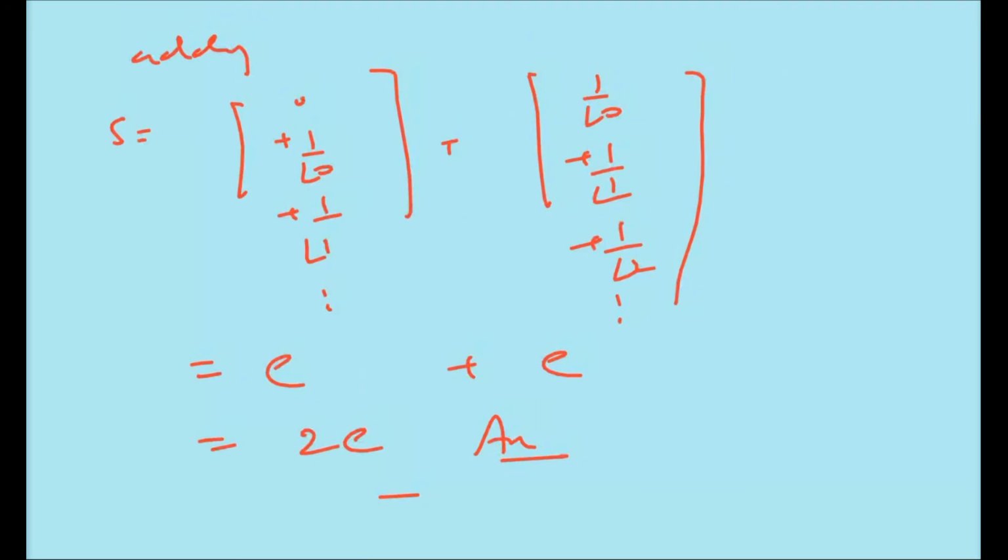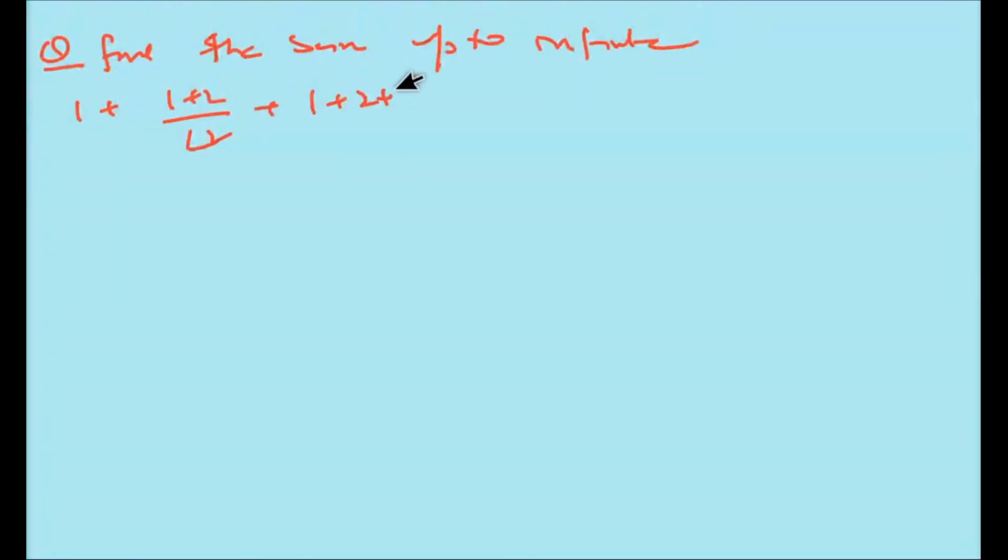Now I want to describe one more question so that you can understand better. Now find the sum up to infinite, and the series is 1 plus (1 plus 2) upon factorial 2, (1 plus 2 plus 3) upon factorial 3, plus (1 plus 2 plus 3 plus 4) upon factorial 4 and so on. We have to find the sum of this series.